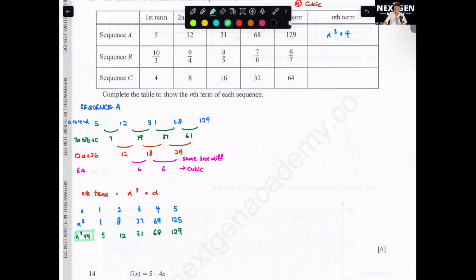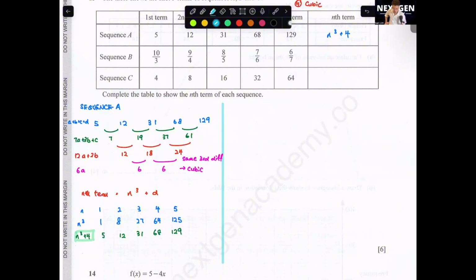Clear? I think just now a few of you were asking how to do this question. Any question? I think there was your question on cubic just now? Whoever asked on question 13? Yes, right. Okay, hope that answers your question already.